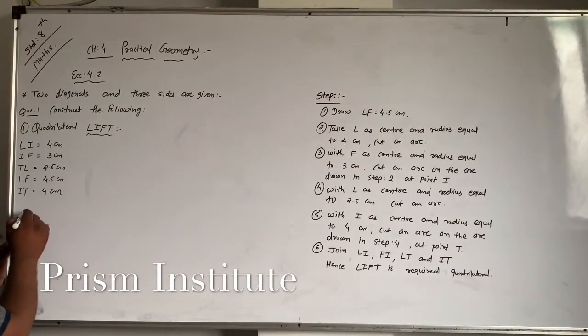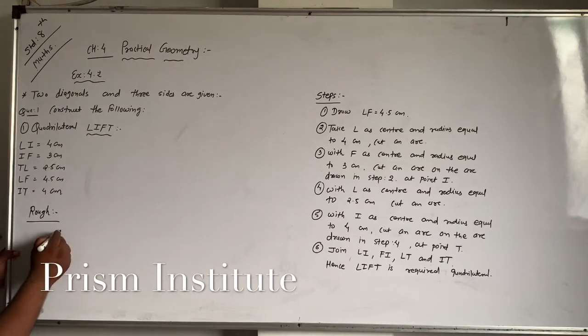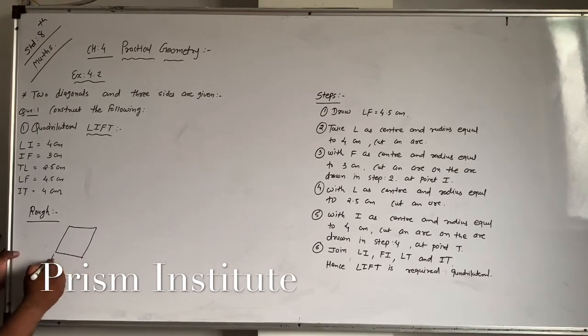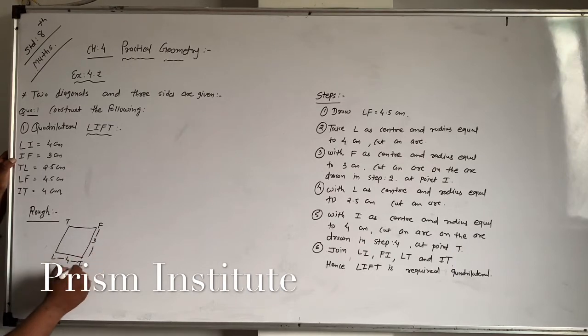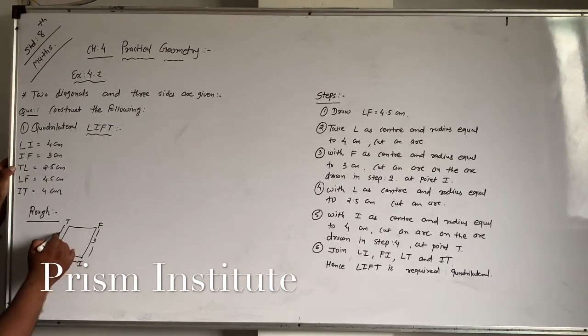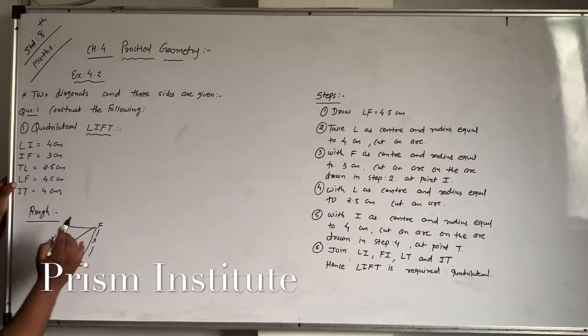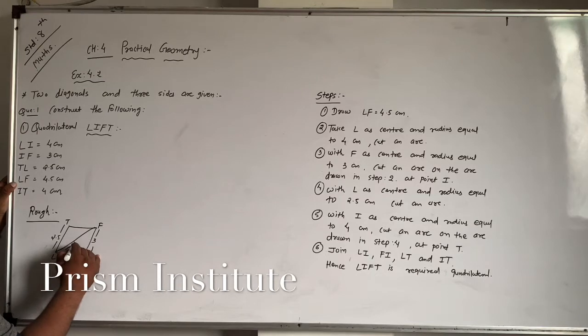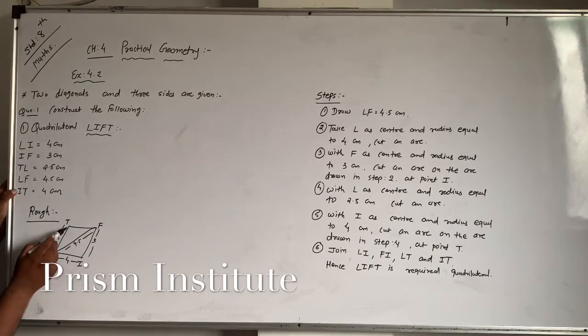First of all, draw the rough sketch, that is, a rough diagram of LIFT. We know that it is a quadrilateral, so L I F T. Now LI is 4, IF is 3 centimeter, TL is 2.5. Now LF is a diagonal of 4.5 centimeter, and IT is also a diagonal, that is 4.